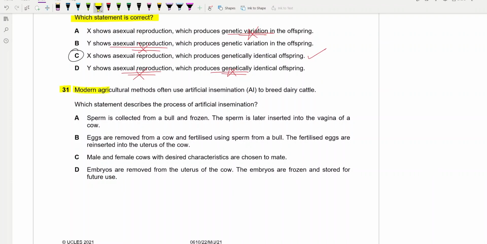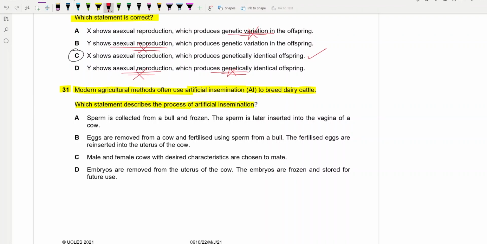Question number 31. Modern agricultural methods often use artificial insemination, AI, to breed dairy cattle. Which statement describes the process of artificial insemination?